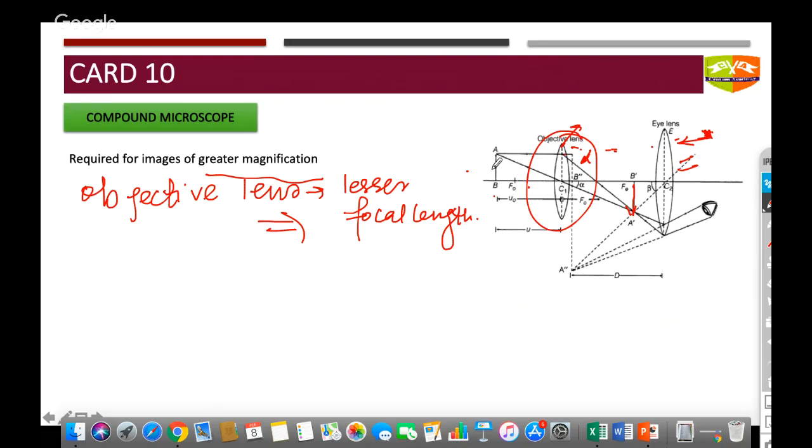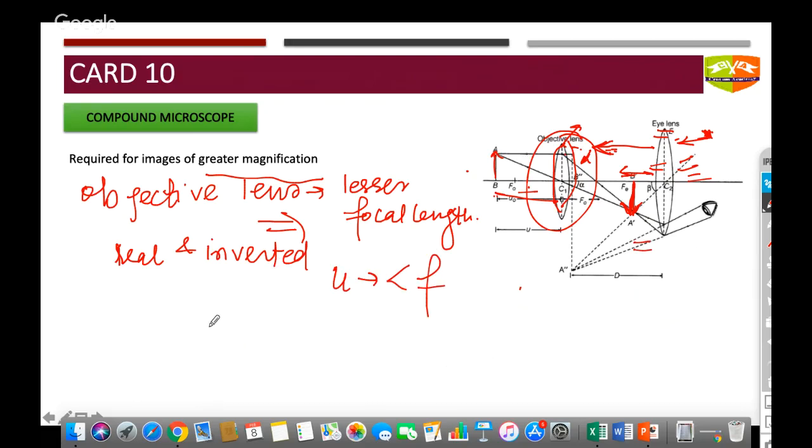And what happens is, you can see, if I have an object here which has been kept beyond here in front of this objective lens, it forms a real and inverted image of the object in front of the eye lens. Now what happens is, as the focal length of this particular eye lens is more than this, the image formation would be happening inside the focal length area of this eye lens. And due to that, as the u is less than f for this eye lens, I'll get a virtual image from this particular eye lens.